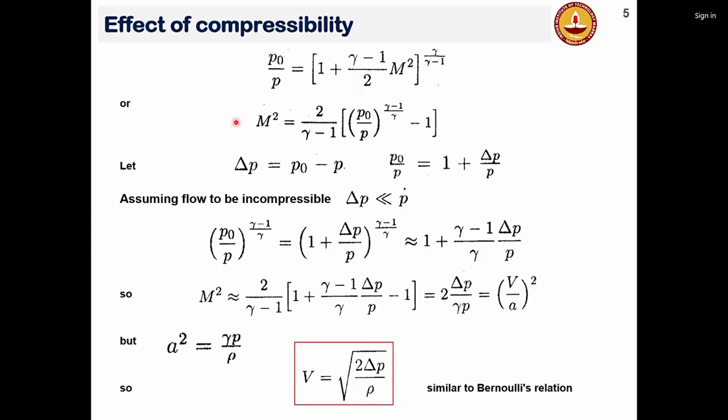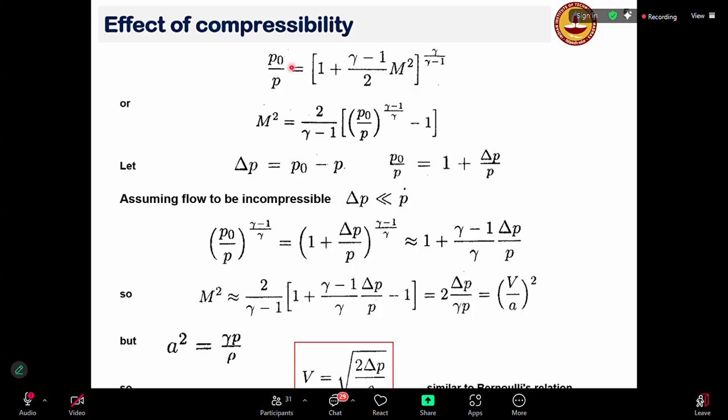So if you adjust this, you can very well find M square, which is (P naught divided by P) raised to the power (gamma minus 1) by gamma. Then this one goes there, becomes minus 1, and the whole is multiplied by 2 by gamma minus 1. So this is basically your M square.